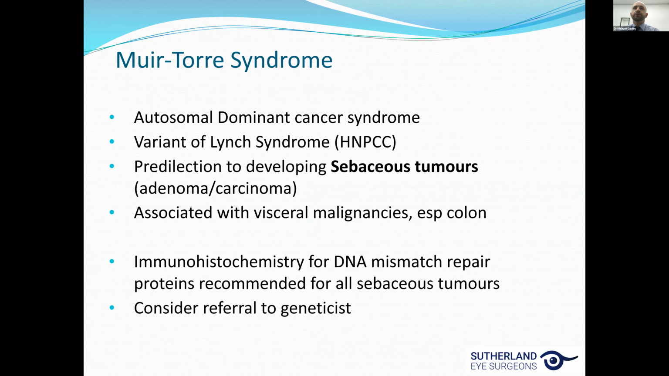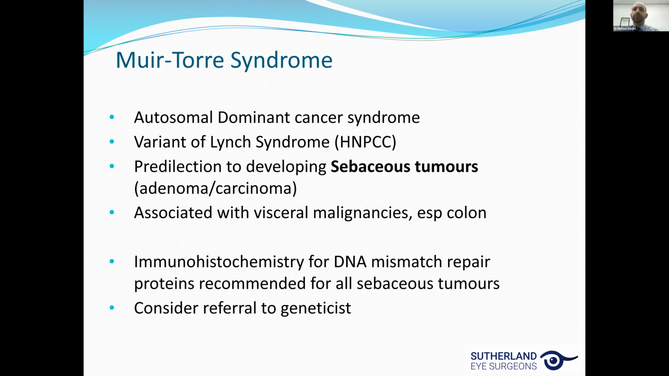It's really important to mention Muir-Torre syndrome when you're talking about sebaceous carcinoma. So this is an autosomal dominant cancer syndrome, which is believed to be a variant of Lynch syndrome. And these patients have a predilection to developing sebaceous tumours, either adenomas or carcinomas, and are associated with other visceral malignancies, classically colon cancer.